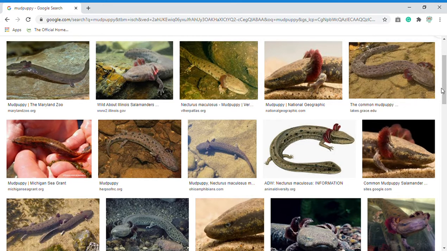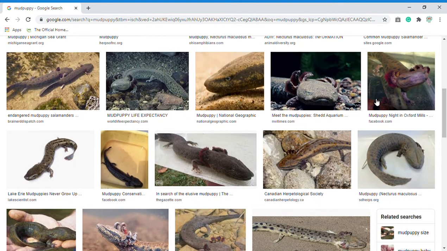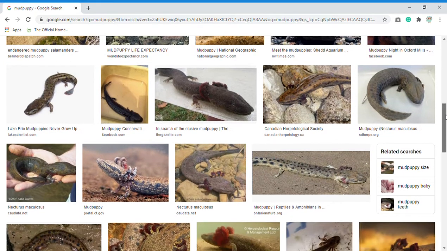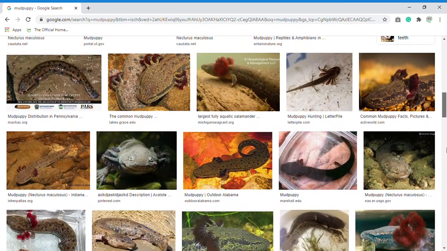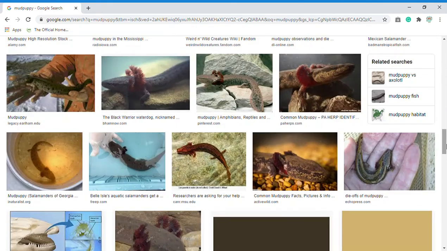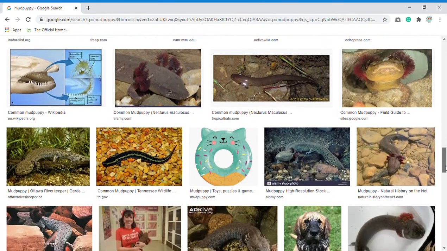I was just looking at one picture. Oh my word. Look at it from the front. It does. It has three little things that go up by its side that look like ears. Mud puppy. This is so interesting. So this is what a mud puppy looks like.